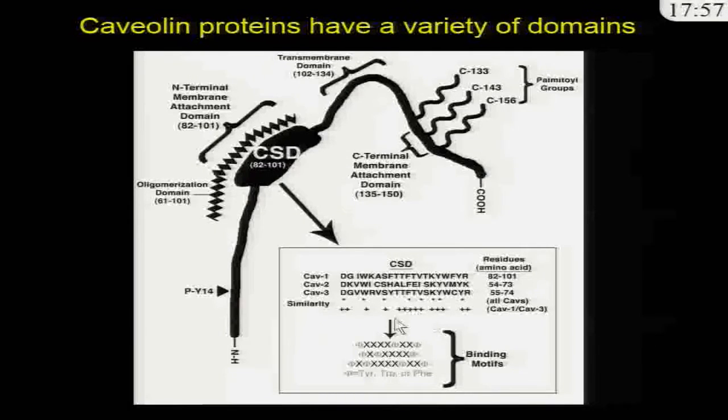Interestingly, the scaffolding domain is highly conserved among the three caveolin isoforms that have been identified. Cav3 is the predominant form I'll speak about today, which is primarily localized in the cardiac myocyte and the ventricular myocyte.